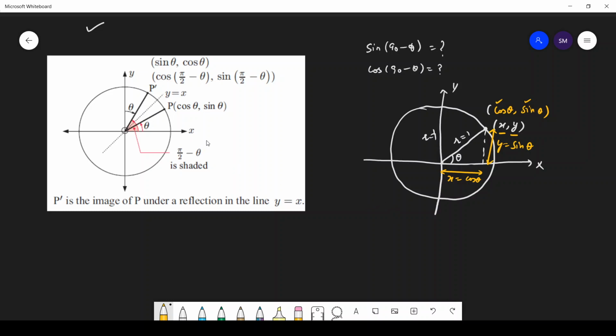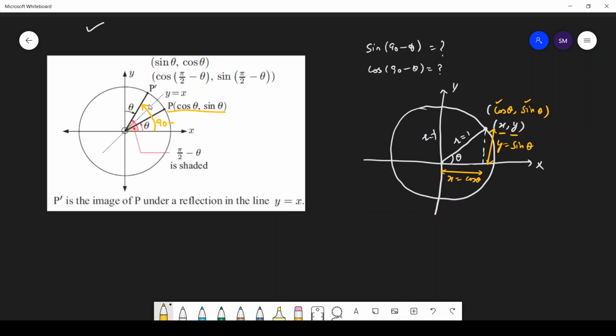Now if you look at this figure, this is my point P whose coordinates are cos theta, sin theta. So I have moved angle theta, and now from this side also I have moved angle theta. So obviously this angle will be 90 degrees minus theta, right? So what will be the coordinates of this point? Cos theta, sin theta, but now theta becomes 90 minus theta. So these are the coordinates.